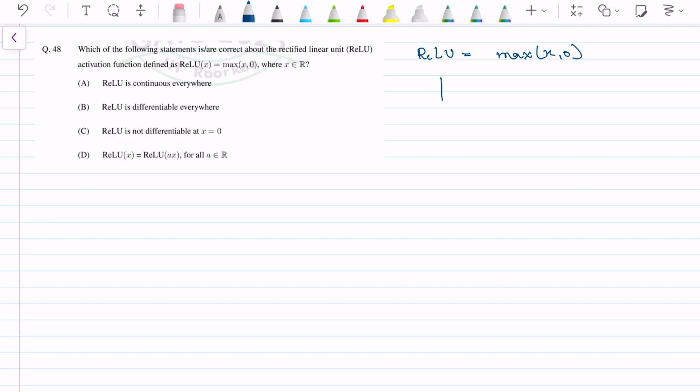सो अगर हमारा एक्स जो है, if that is less than 0, that is this area, the value of activation function would be 0 because x is negative and the maximum between a negative number and 0 is 0. So that's how.